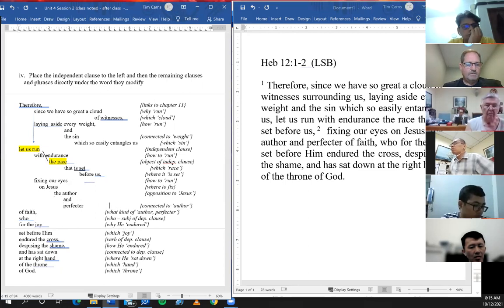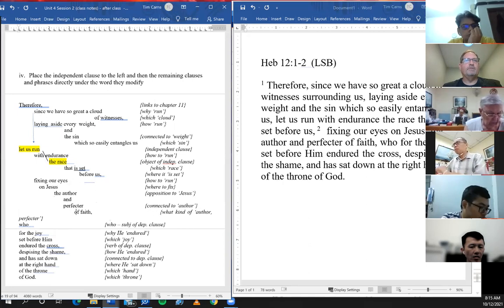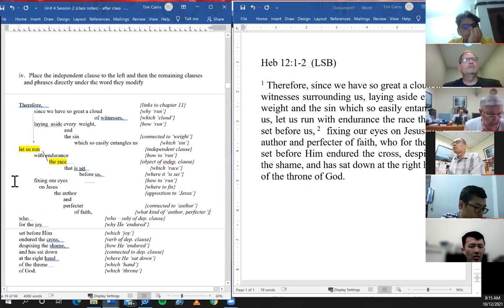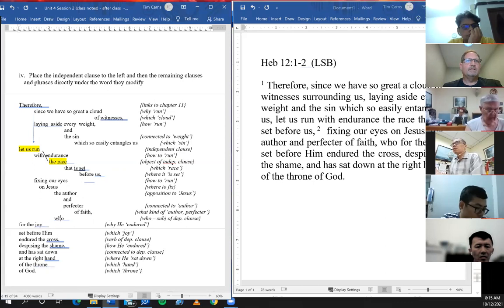So there's two descriptions of Jesus here. Okay. Of faith probably describes both perfecter and author, since those go together. So what kind of author? Which author? Or which perfecter of faith? Who? Can we identify that? Also is modifying Jesus. And that's the subject of the dependent clause, who endured the cross.